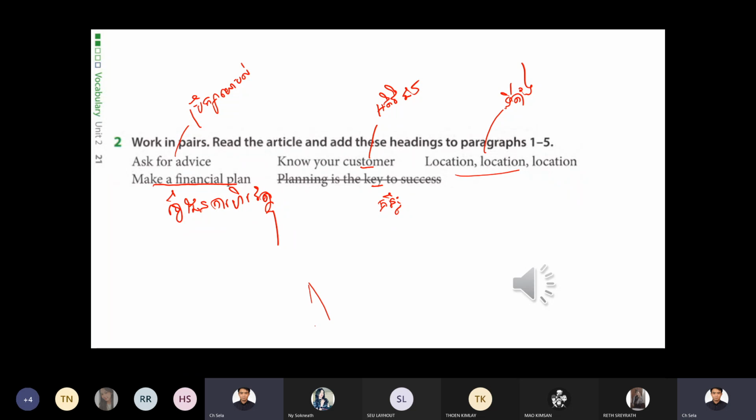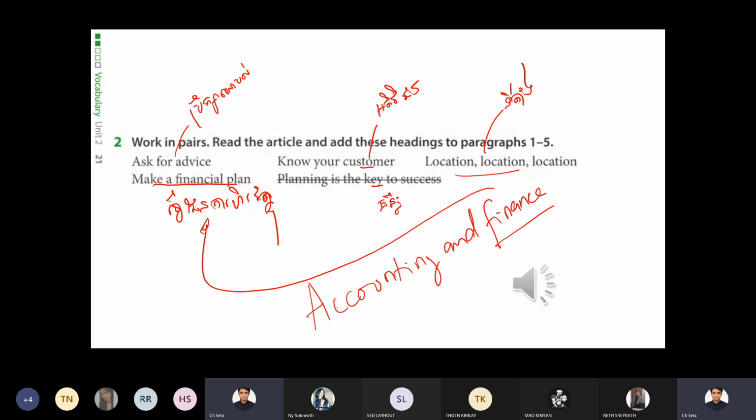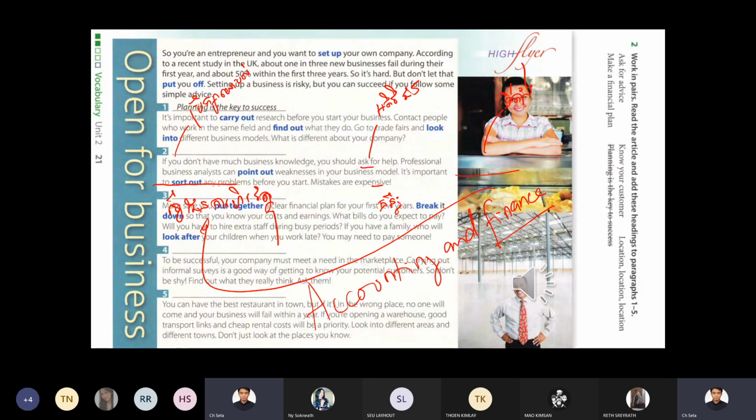I think you study accounting, right? Now we are in accounting and finance. Finance is a noun, and this is an adjective here: financial. Okay, so what we want you to do with this exercise, let me clean up this one, it's a mess.